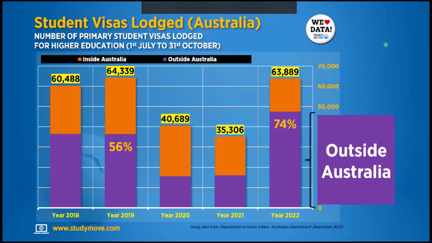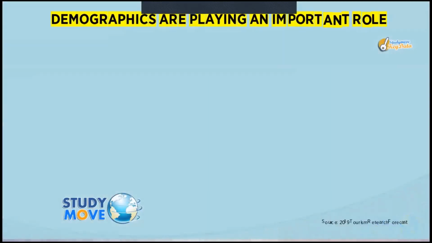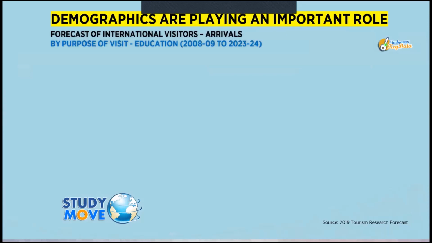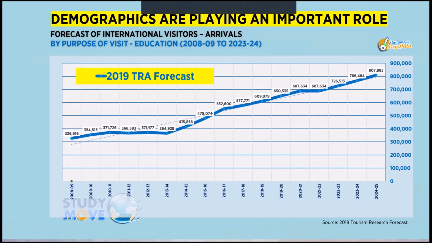So this metric shows that things are getting close to what we saw back in 2019. But at least for me, something that has been a very important part of the analysis is the demographics. This is a chart that I showed a couple of key data updates back, I think, last year. And this is based on a forecast by Tourism Research Australia. Tourism Research Australia has been doing every year a forecast of international visitors to the country, and visitors that come from tourism, business, or education or other purposes.